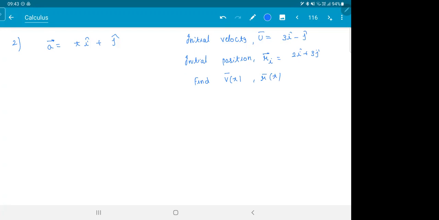Now double integration. So a is dv by dt, integrate. Once you get v, v is dr by dt, integrate. We have done these questions last time. So if you have revised the notes, you would have understood.